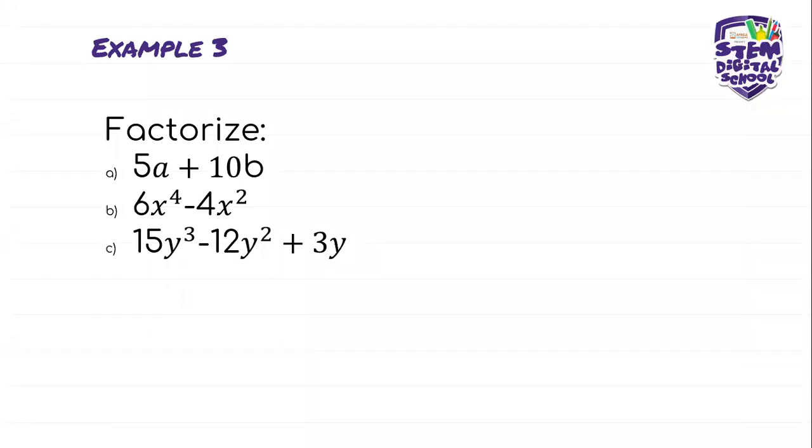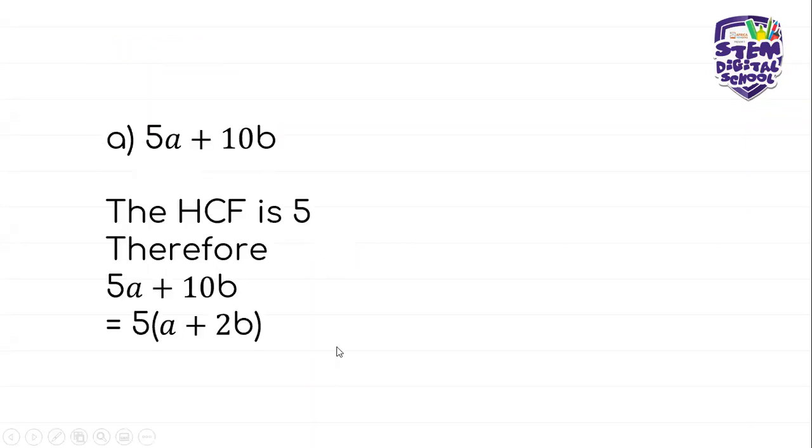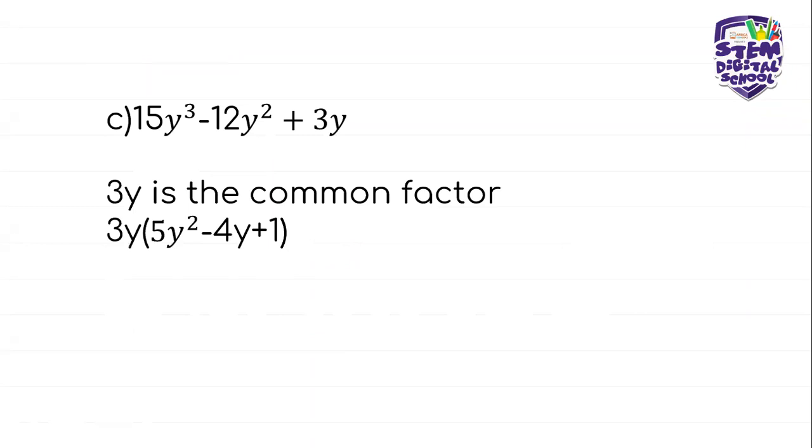And then if you now take it out, you will be able to see that you will be left with 5y squared minus 4y plus 1. So first things first, you'll be left with 5y squared minus 4y plus 1. So Tando, that is the correct one there, 3y being the common factor.